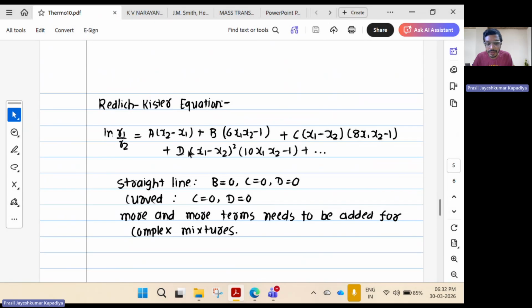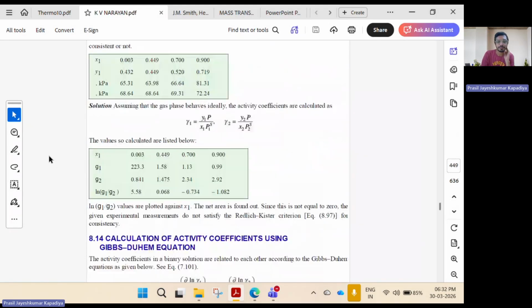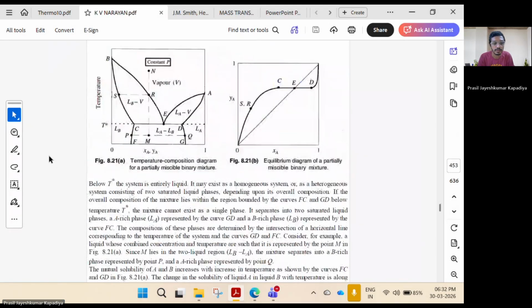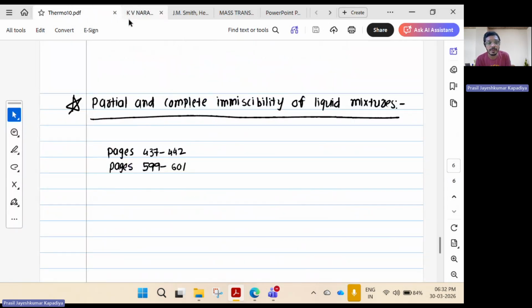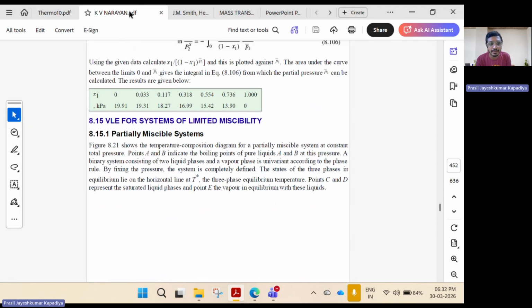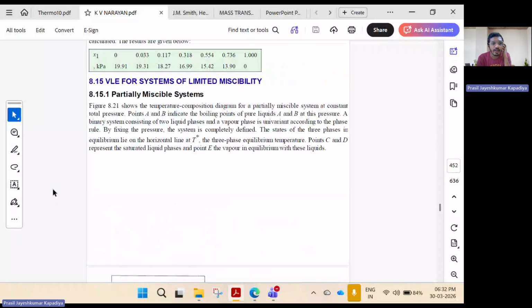Okay, so now let's try to move ahead. There is one very important concept, which is partially miscible systems and completely miscible, partially immiscible or completely immiscible systems. Okay, so let's first have a look at the partially miscible system.